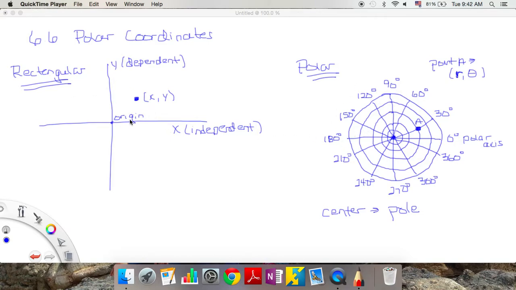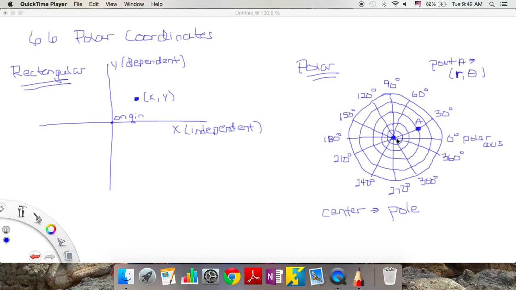In rectangular coordinates, we had two axes, the x-axis, which was the independent axis, and the y-axis, the dependent, and we had an origin. And all our points were labeled x, comma, y. That was how far we went on the x-axis, comma, how far we went on the y-axis. Those are rectangular coordinates.